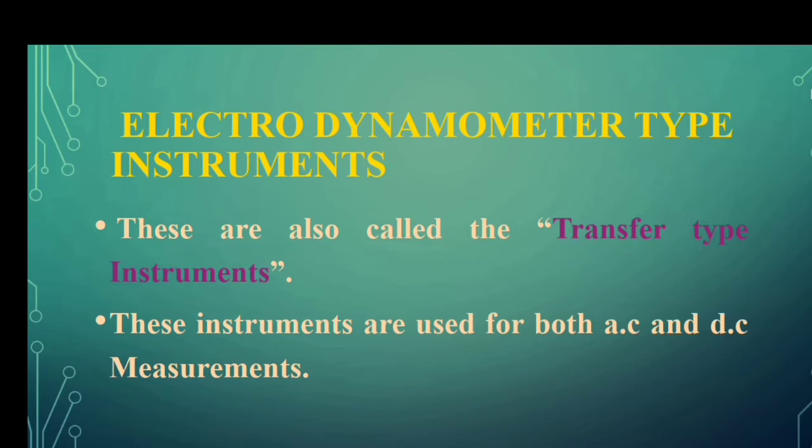Then what will be the difference between an MI and this electrodynamometer type instrument? This instrument is also called a transfer type instrument. This is because in the case of an MI instrument, we need to calibrate it separately for DC measurement and AC measurement. Whereas in this case, once it is calibrated for measuring DC values, with the same calibration we are able to measure the AC values of currents and voltages also. That's why this instrument is called a transfer type instrument, and this is the major advantage of using this instrument.